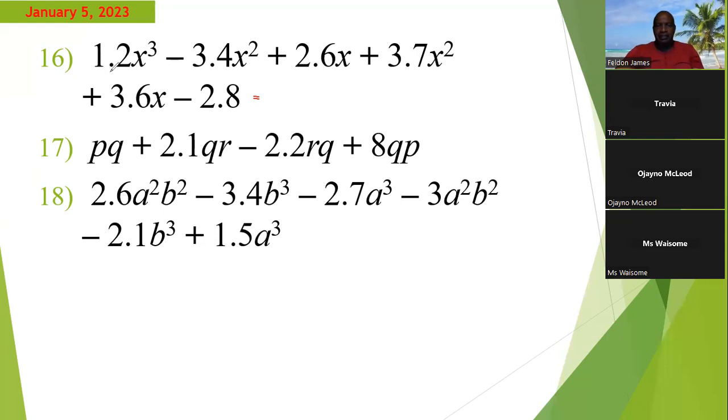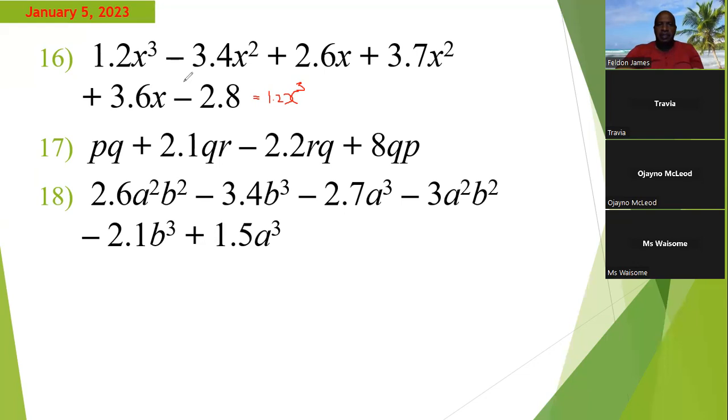All right, miss. Look at the number again and call it correctly. It's not 12, it's 1.2. 1.2 x to the third power. Yes, sir. All right. Minus 3.4. That doesn't have any like terms. It's just by itself.